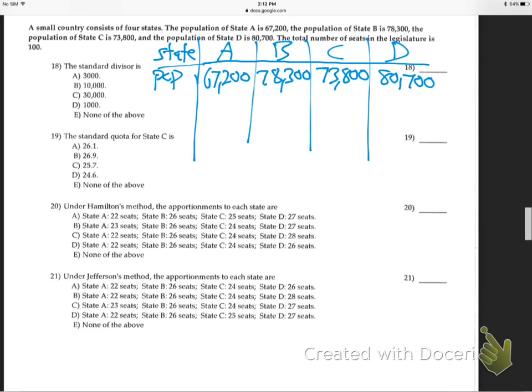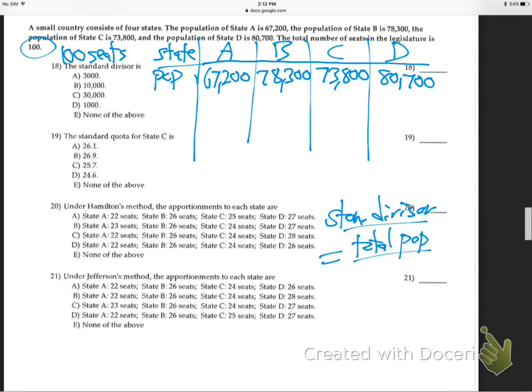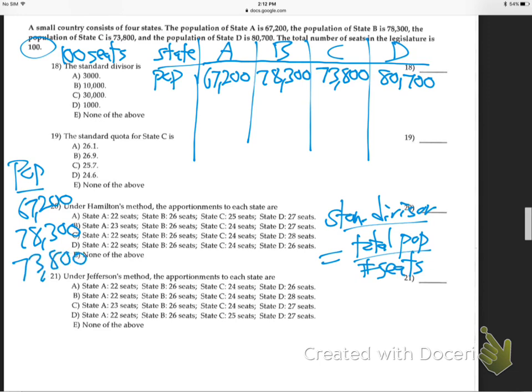The number of seats is 100. 100 seats. Okay, let's go over here and figure out the standard divisor. What's the standard divisor? You have the formula on your 3x5 card, right? Total population divided by number of seats. So we've got to add up the population: 67,200, 78,300, 73,800, 80,700.